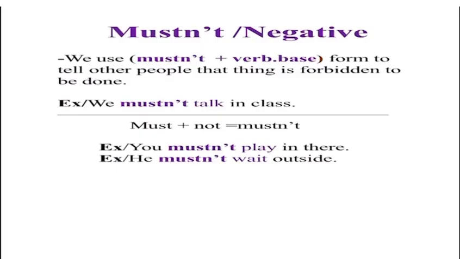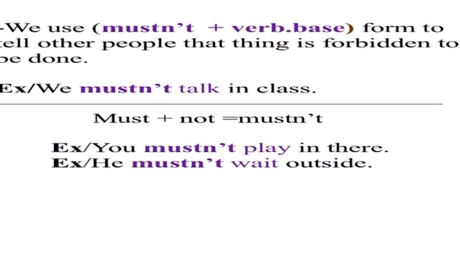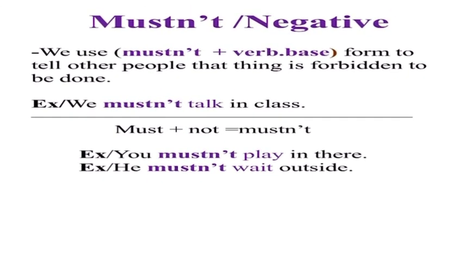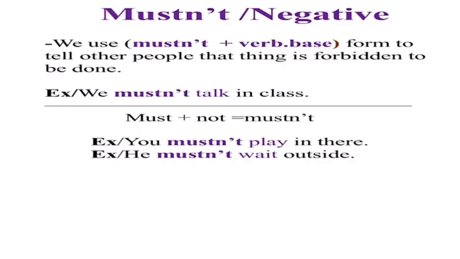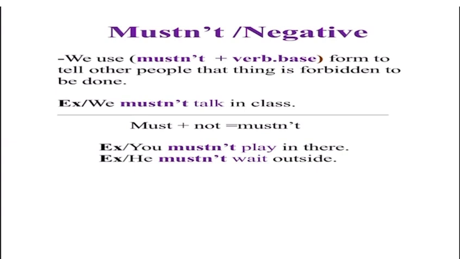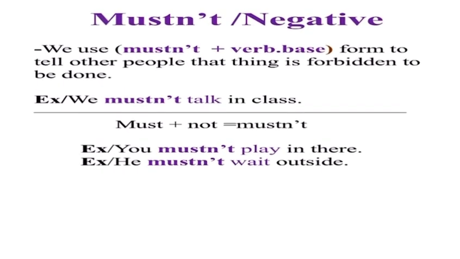And then we come to mustn't in the negative form. How does it become mustn't? Must plus not equals mustn't. So we add not to must, and we make the short form mustn't. We use mustn't plus verb base form to tell other people that the thing is forbidden to be done. So must is used for telling someone that you have to do something, but mustn't is used to tell someone that it is forbidden to do that thing.